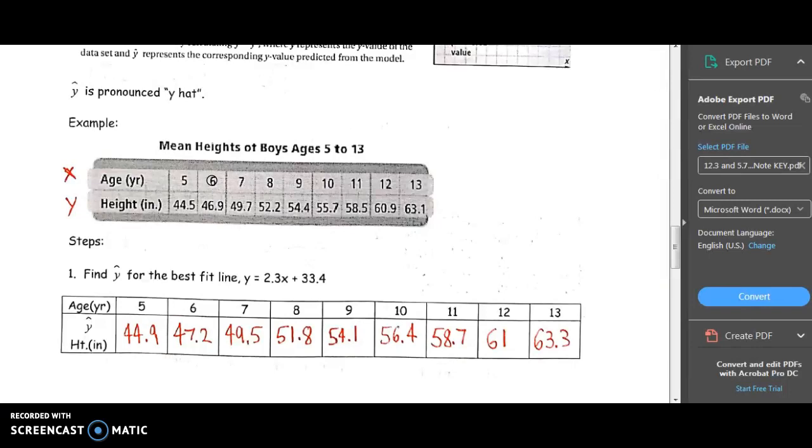Same thing to fill out our table. We could substitute 6 into our equation. That's going to give us 47.2. Substitute 7, we get 49.5. And we're going to fill out our table just by doing that each time.